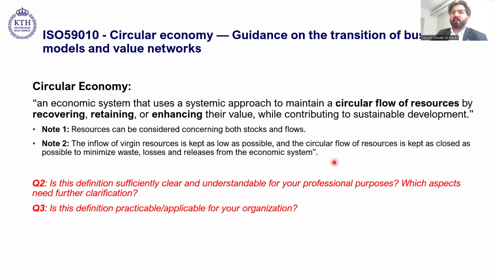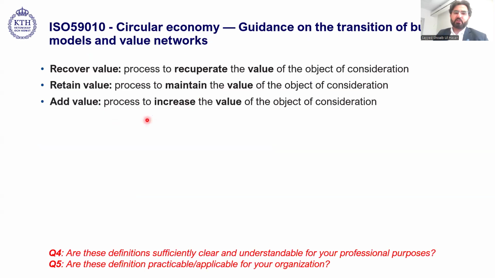And something important to highlight here is that the standard makes reference to a lot of other definitions. For example, there is a separate definition for circular flow of resources. There is a separate definition for recovering value, retaining value, and enhancing value. So we will not go through all of the definitions, but I picked some of the definitions here for you to read. For example, the recover value, the standard provides the definition process to recuperate the value of the object of consideration. The object of consideration here could be a product or the solution that organization is providing. Retain value, process to maintain the value of the object of consideration. Add value, process to increase the value of the object of consideration.